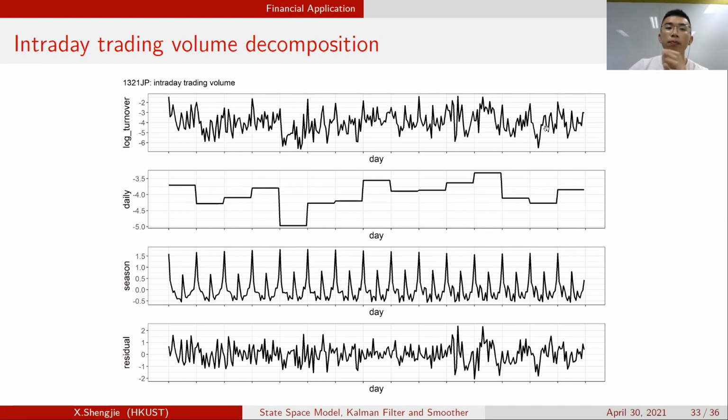So the prediction of the future trading volume is made by simply adding up these two terms together and setting the noise to be 0. And the results have shown that this method outperforms all of the other methods in trading volume prediction. So this is the power of the state-based model.